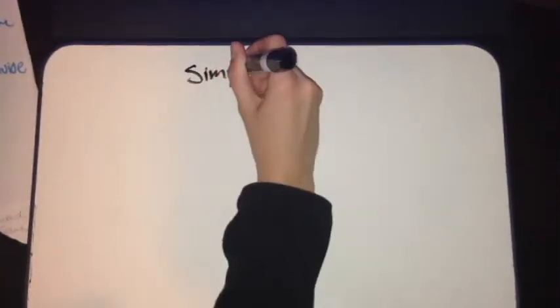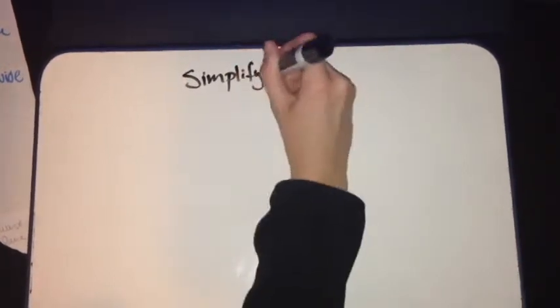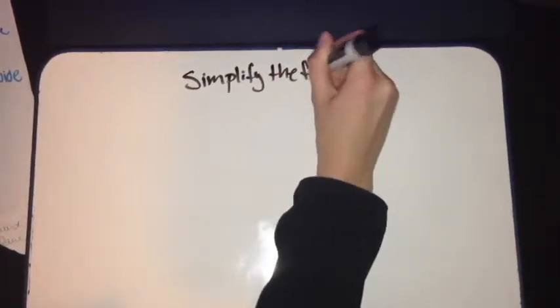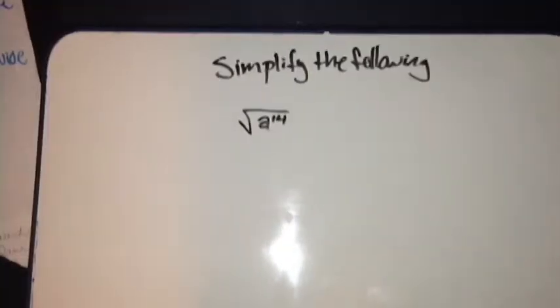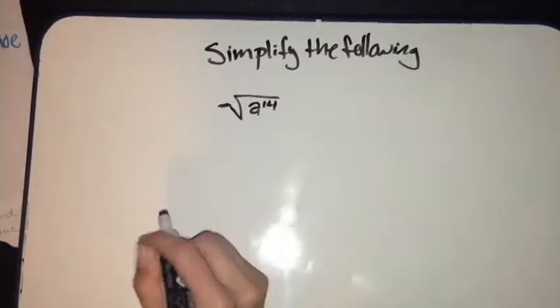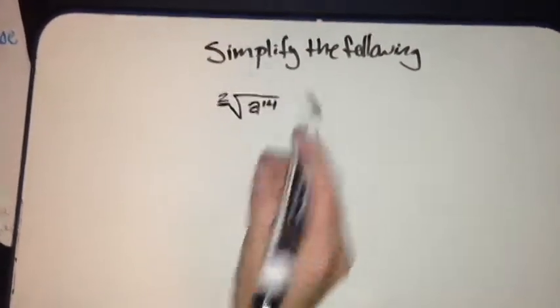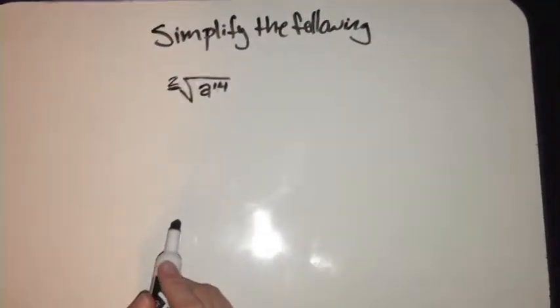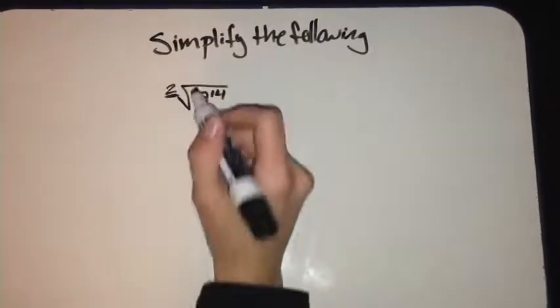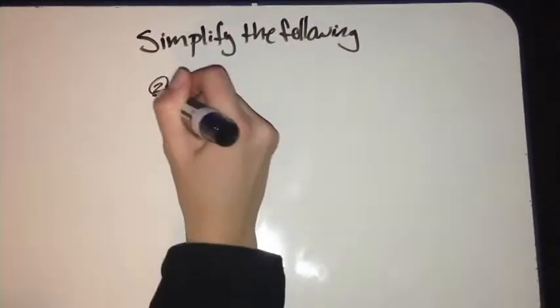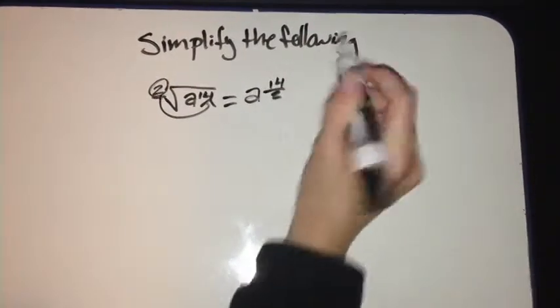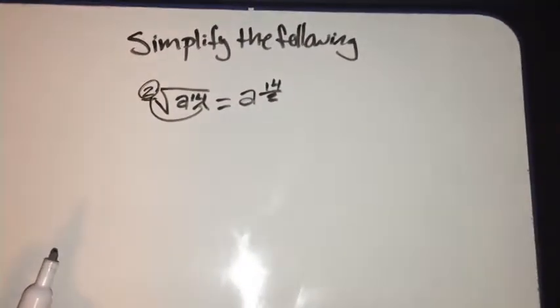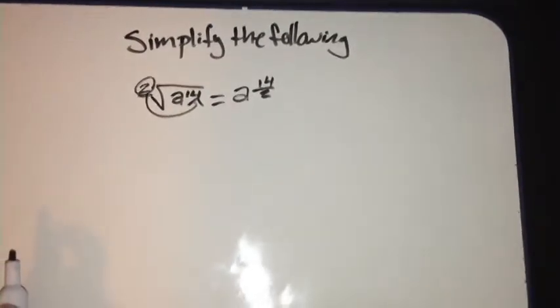Next, we're going to talk about simplifying expressions. If you are given an expression, the square root of a to the 14th, and there's no nth root given, it's always 2. So what you do is first you can turn it into rational form, which would make it a to the 14 over 2. And so that simplifies to a to the power of 7.